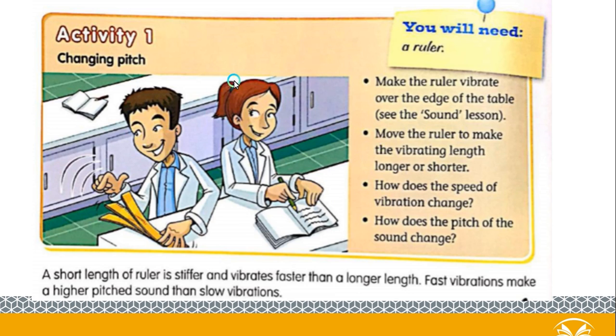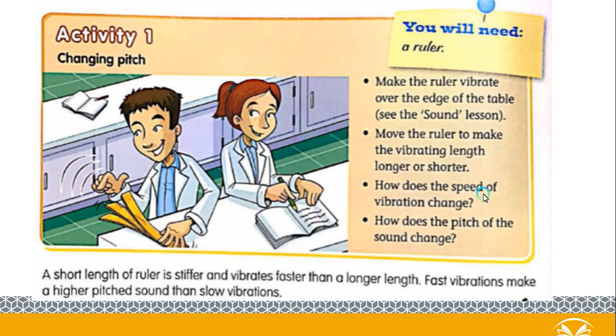So this activity will help you to make a high pitch or a low pitch. All you need is a ruler. So follow the instructions. When you follow the instructions, it will definitely tell you how you're going to change pitch. So make the ruler vibrate over the edge of the table. You can see the picture. Move the ruler to make the vibrating length shorter or longer.